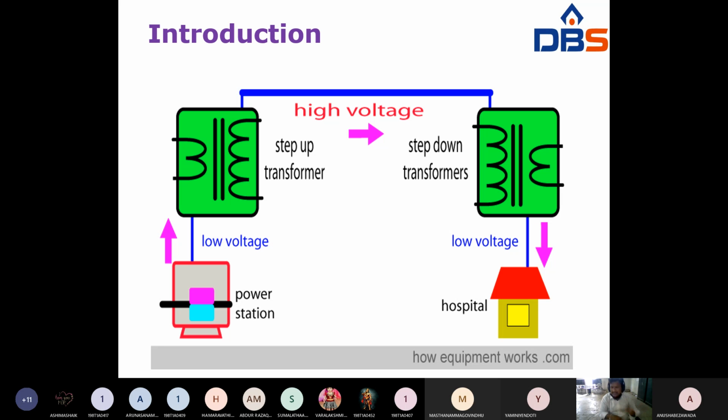Generally, different types of transformers are available, but mainly step down and step up, depending upon the voltage. Step up means a lower voltage is transferred to a higher voltage. Step down means a higher voltage is stepped down to a lower voltage. Depending upon current, it is the reverse, right?